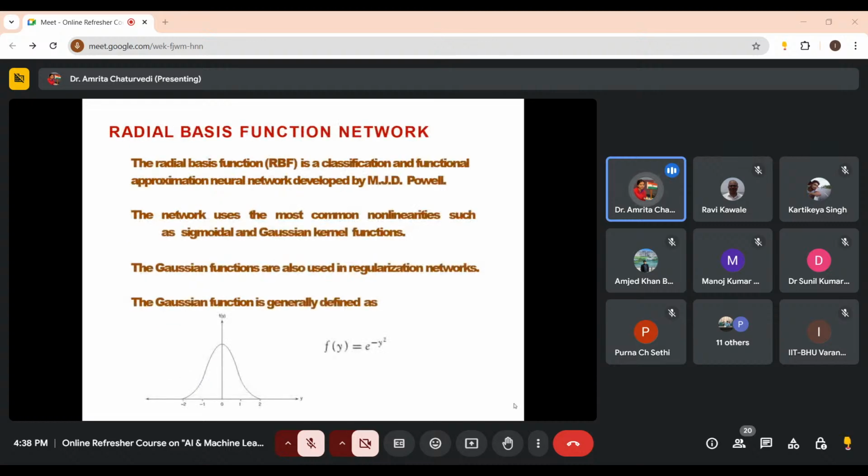Another type of network in feedforward is your radial basis function network. So this is a classification and functional approximation neural network that was developed by M. J. D. Powell. This network uses the most common non-linearities such as sigmoidal and Gaussian kernel functions. The Gaussian functions are also used in regularization networks. And the Gaussian function, if you see, the curve looks like a bell, right, which is symmetric over the origin. So the formula for this is f(y) is equal to e to the power minus y square.